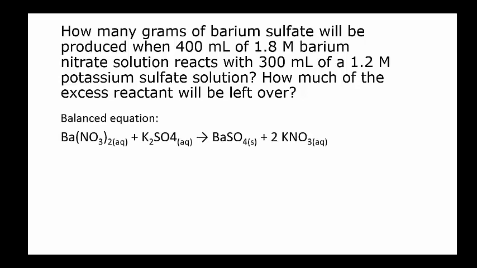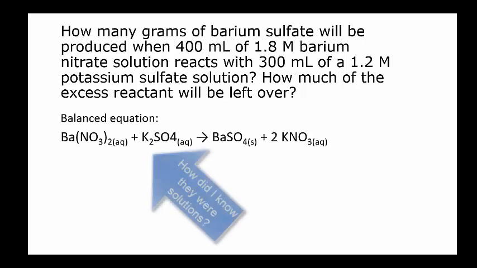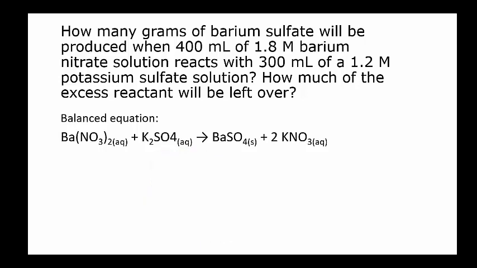So we have aqueous solutions of barium nitrate and potassium sulfate, and they form a solid barium sulfate precipitate plus a potassium nitrate aqueous solution. So again, looking into this problem, what I'm asked for is to determine the grams of barium sulfate that's going to be formed. And the things that I am given, what my knowns are, is that I have 400 milliliters of 1.8 molar barium nitrate.